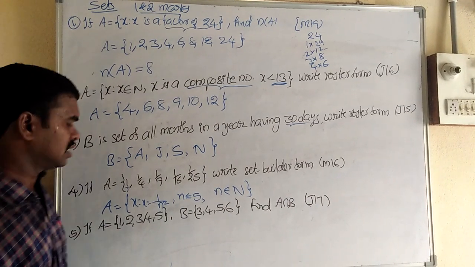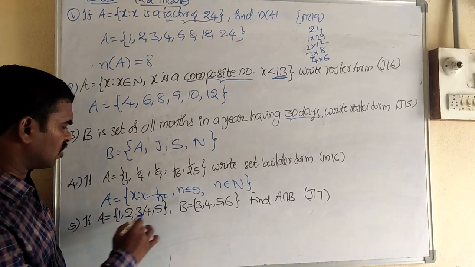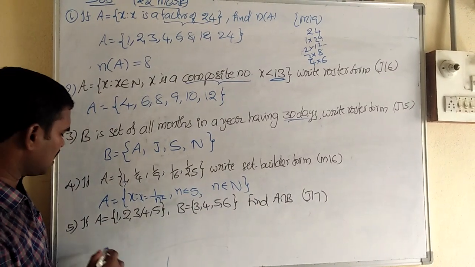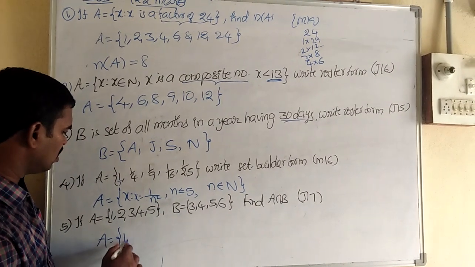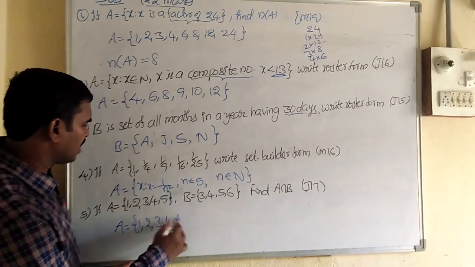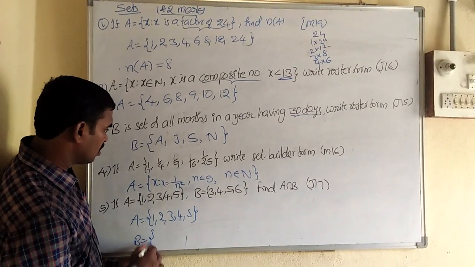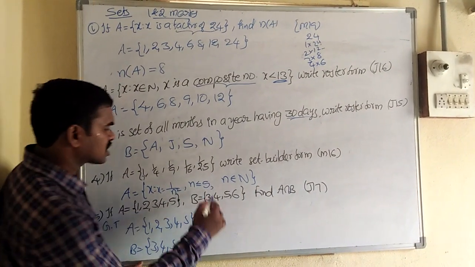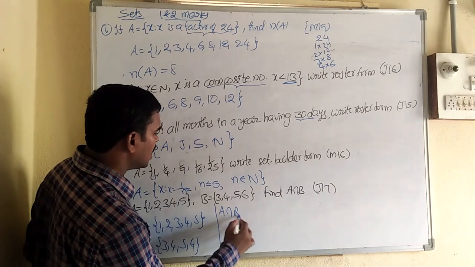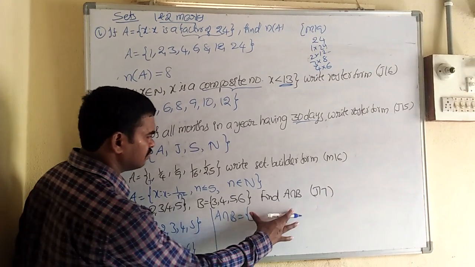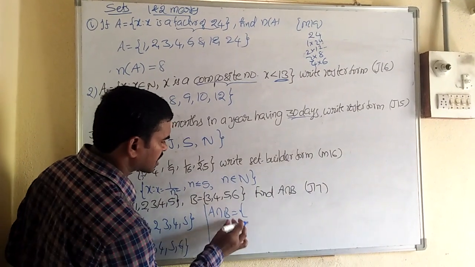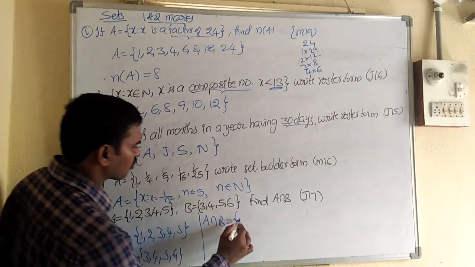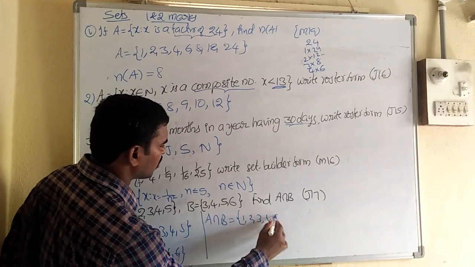Clear? Yes. Next. If A equal 1, 2, 3, 4, 5 and B equal 3, 4, 5, 6, find A intersection B. So very easy. This is the given information. Asking A intersection B. Therefore, A intersection B equals: first write down A, next intersection, next write down B. First A. A means what? 1, 2, 3, 4, 5.